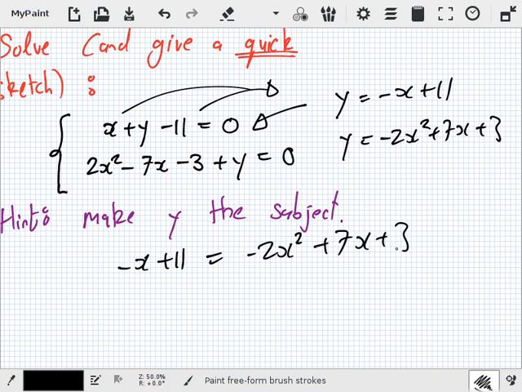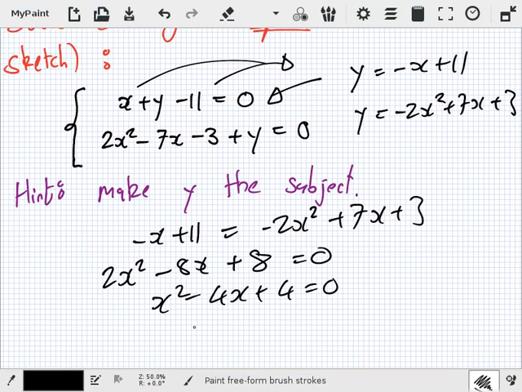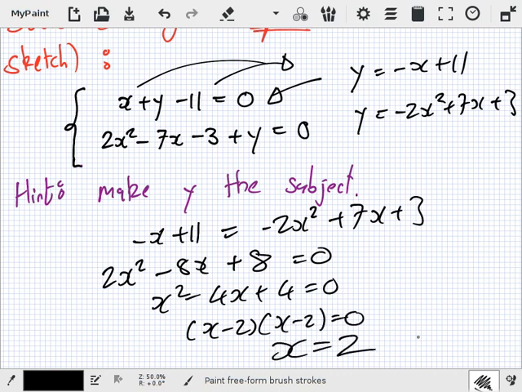I shall take everything to the left. 2x squared minus 8x, 11 minus 3 is 8, isn't it? I should take out the 2, yeah. X squared minus 4x plus 4 equals 0? 2 and 2? Minus 2 and minus 2. So that means x equals 2 and y equals, let's see, minus 2 plus 11 is 9. That's the answer there.